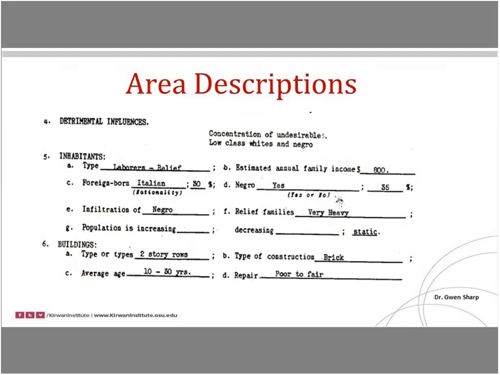That means in that aspect, according to how the area descriptions were utilized in determining loan origination, it was a concentration of undesirable low-class whites and Negroes, which meant that if you lived inside of that area, you were a high risk to give a loan to.